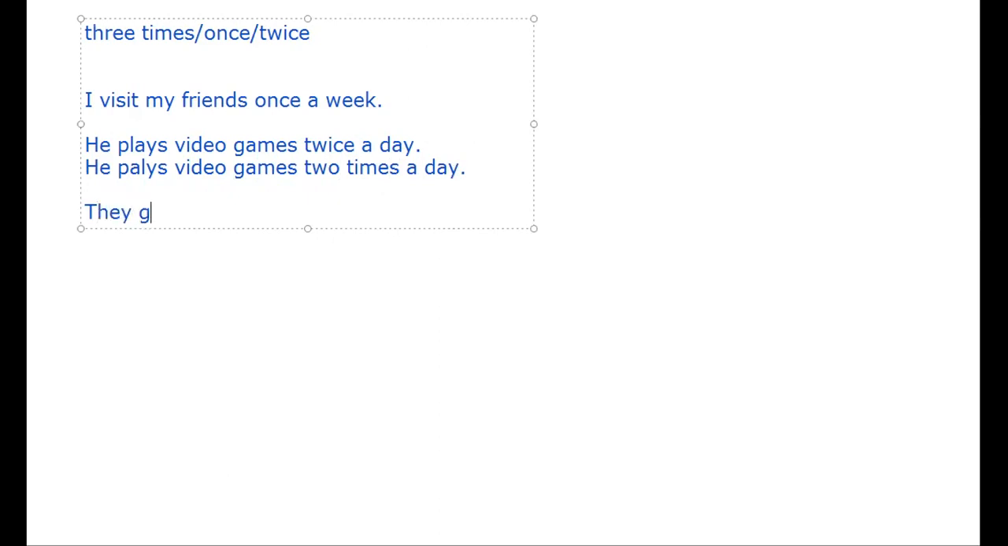They go to school 5 times a week. That's the adverbial phrases. We can use it to express about present simple. Okay. Is it clear all the parts of present simple?